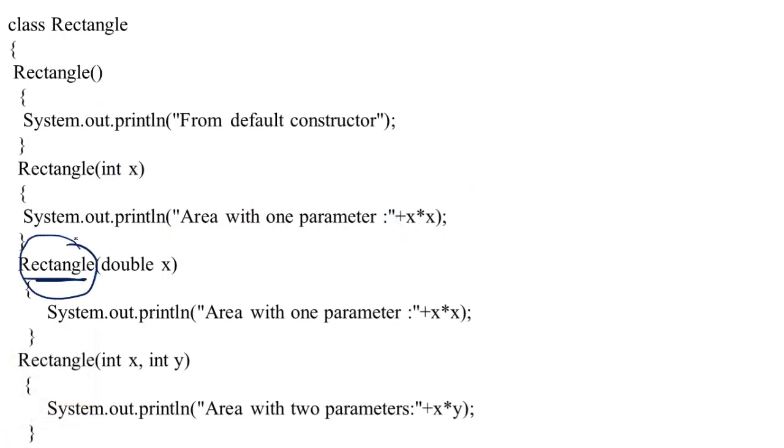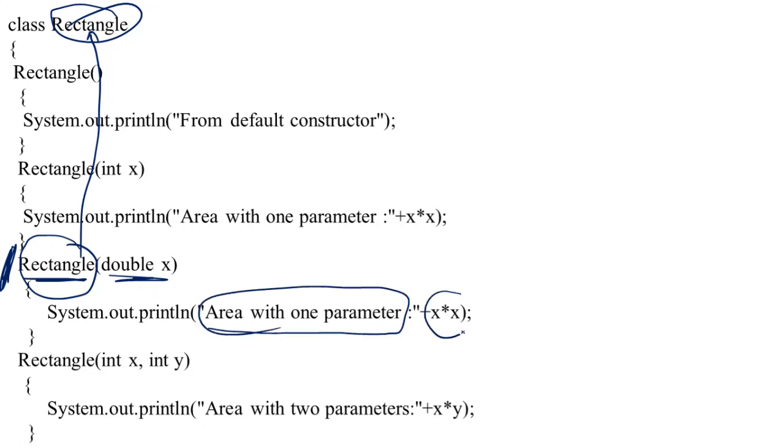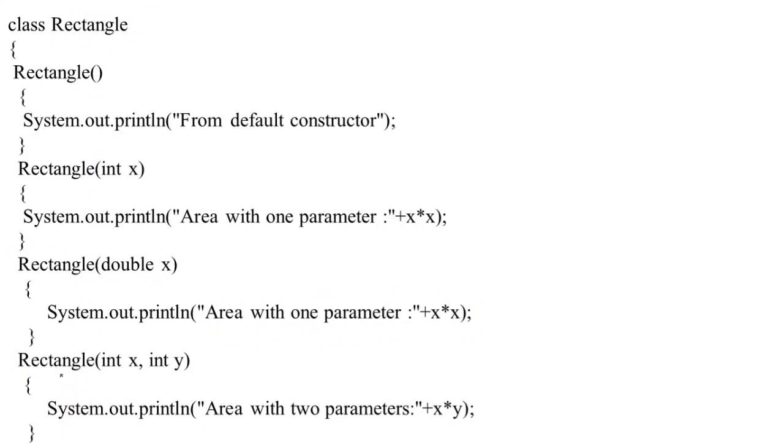defining one more constructor. How do you know whether it is a constructor or not? It is a constructor as it matches the class name, isn't it? It does not have any return type. Of course, I am keeping a double argument. I am displaying area with one parameter, just the same. I am multiplying it twice and appending to this particular message. Again, observe carefully. This is also a constructor, of course, with two parameters. Here I am multiplying two parameters, displaying and appending to this message area with two parameters.